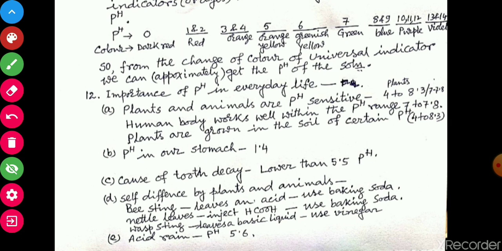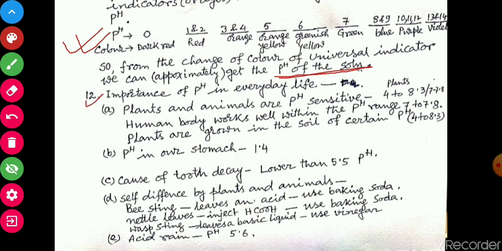pH 7, green. pH 8 and 9, blue, deep blue. pH 10, 11, 12, purple. pH 13 and 14, violet. So, from the change of color of universal indicator, we can approximately get the pH of the solution.